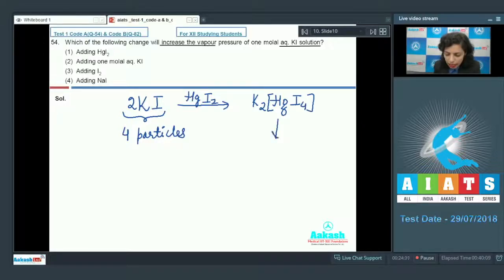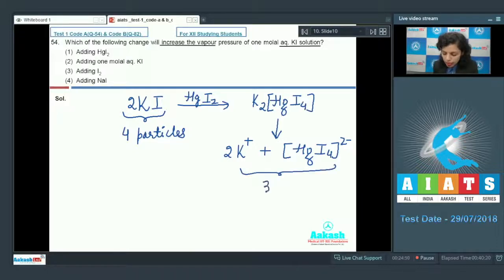But if we look at this solution, if aqueous solution of this complex is taken, in that case there would be 2 potassium ions and 1 complex anion. This is the complex formed there. And in that case, how many particles you can clearly see here? There are 3 particles. It means the number of particles are decreased. So definitely the vapor pressure would be increased. And when vapor pressure is increasing, which would be our correct option? Let's check. Adding HgI2. What about other options?